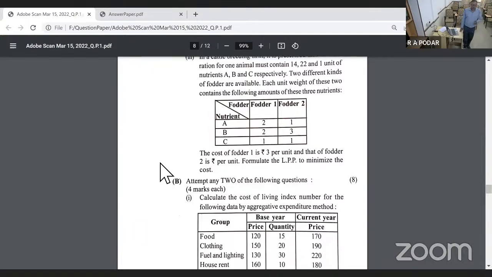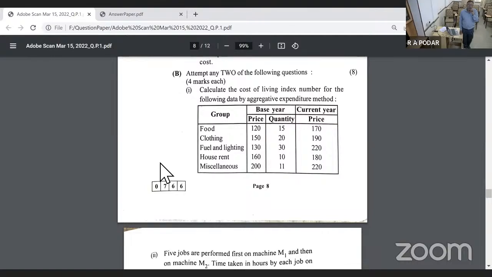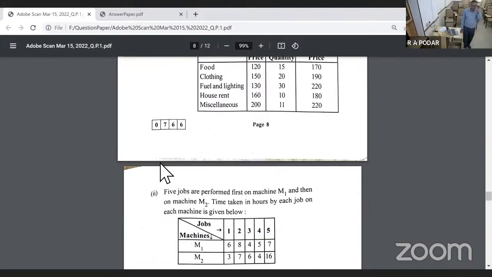Okay, I told you many times. The next question is to calculate the cost of living index number for the following data by the aggregative expenditure method. Here you have to take the products: base year price into base year quantity, P0 Q0, then the product, and then the summation. Then do the same with current year price and base year quantity, P1 Q0. Take the products and then the summations. Then you have to apply the formula.